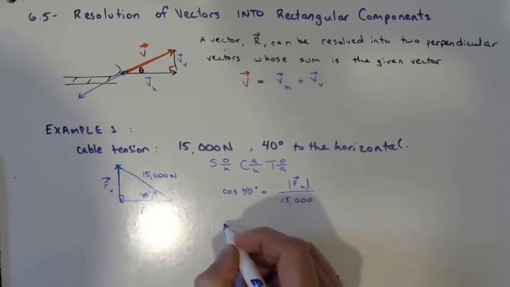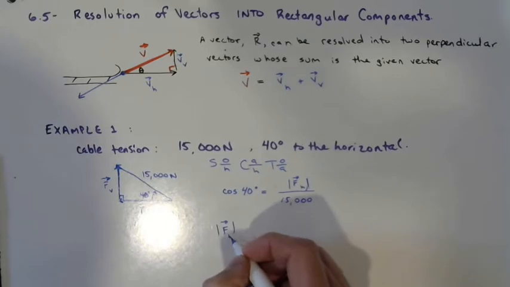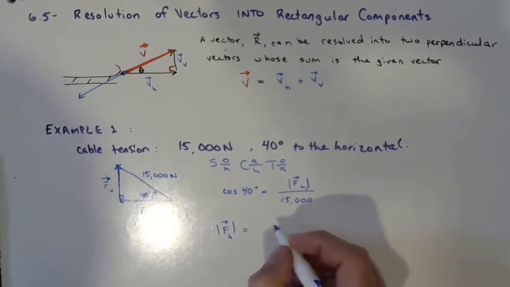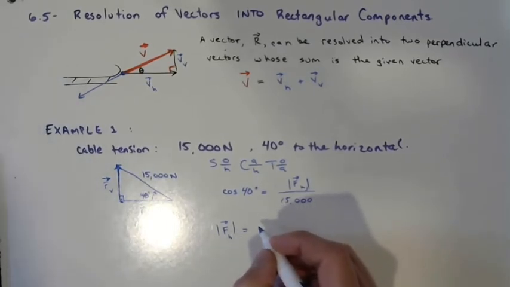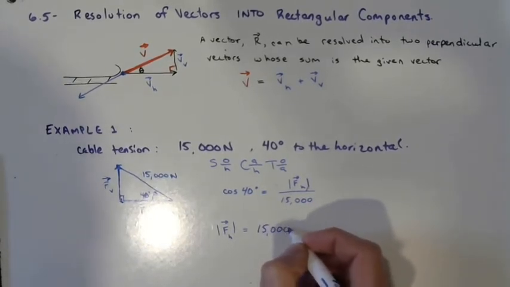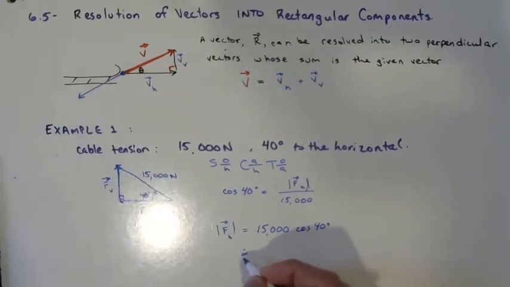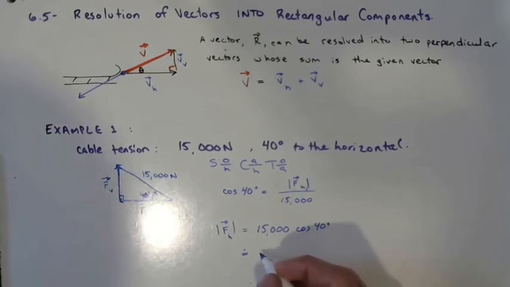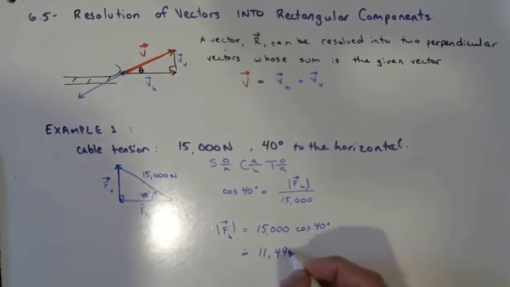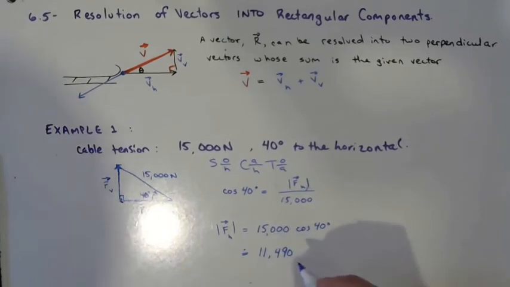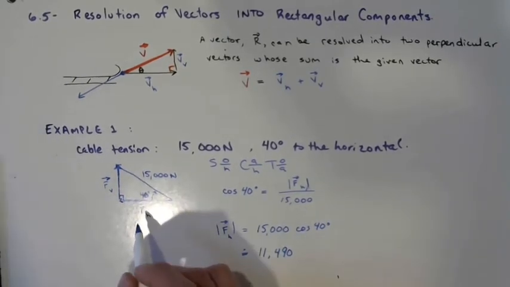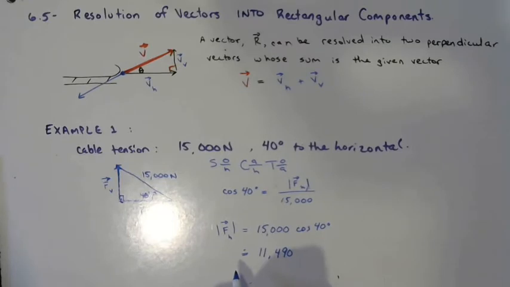So the force of H then also equals 15,000 times the cosine of 40, which is approximately 11,490. All right, so that is the horizontal force, the magnitude of the horizontal force acting on the car being pulled out of the ditch.